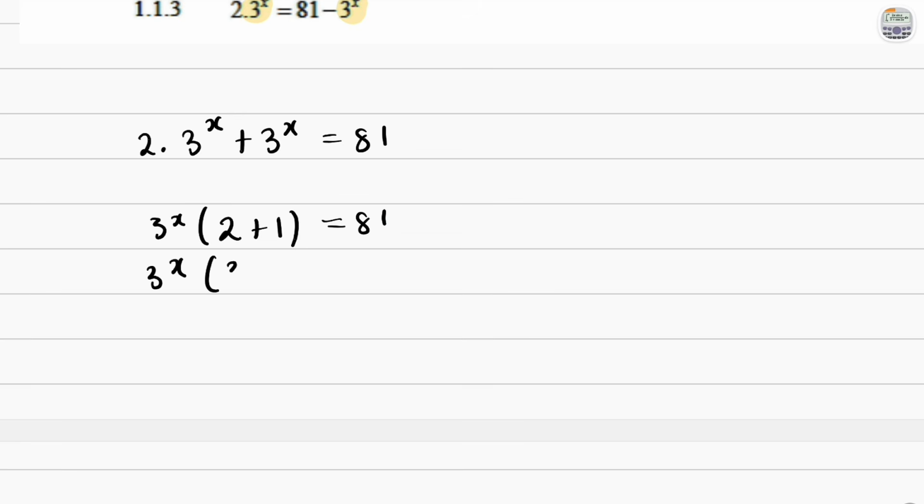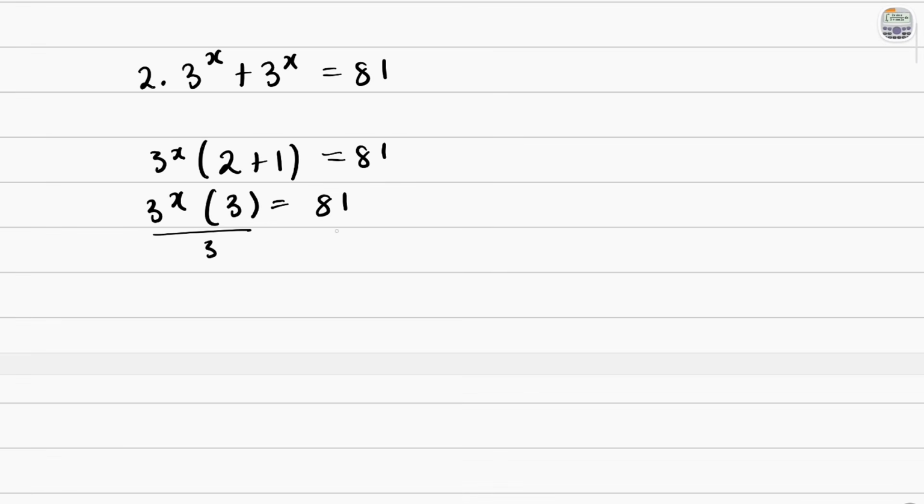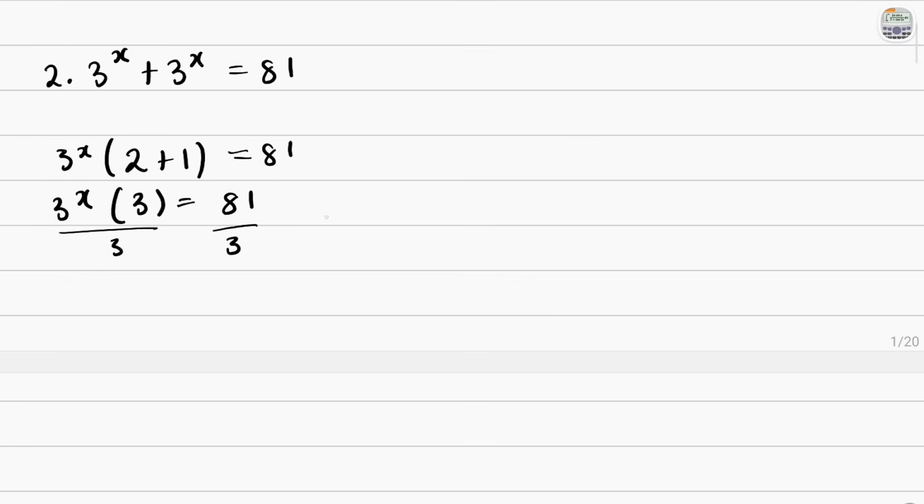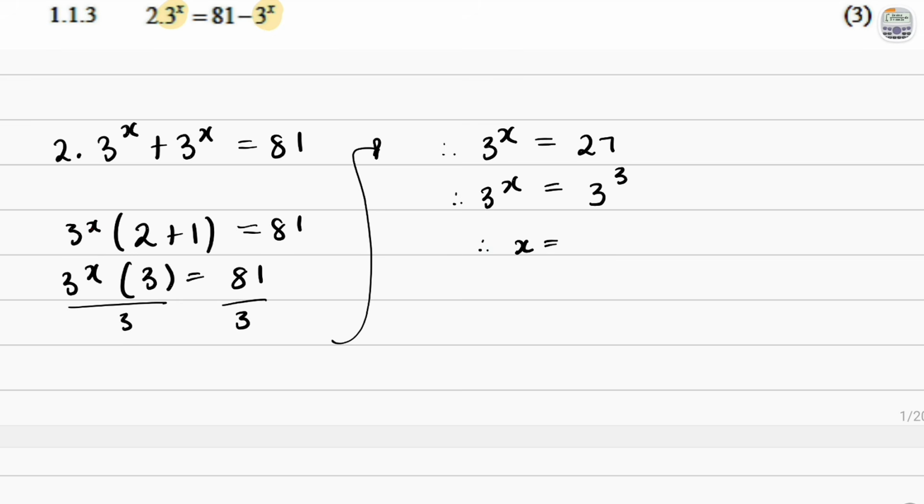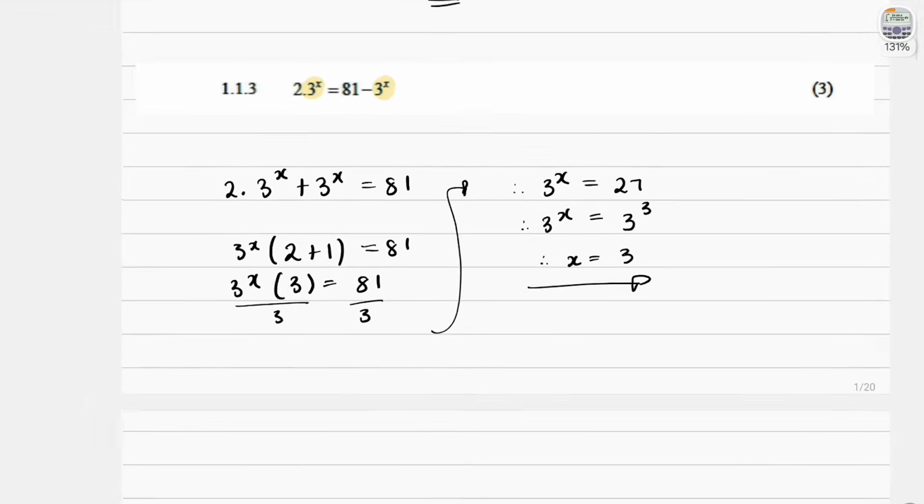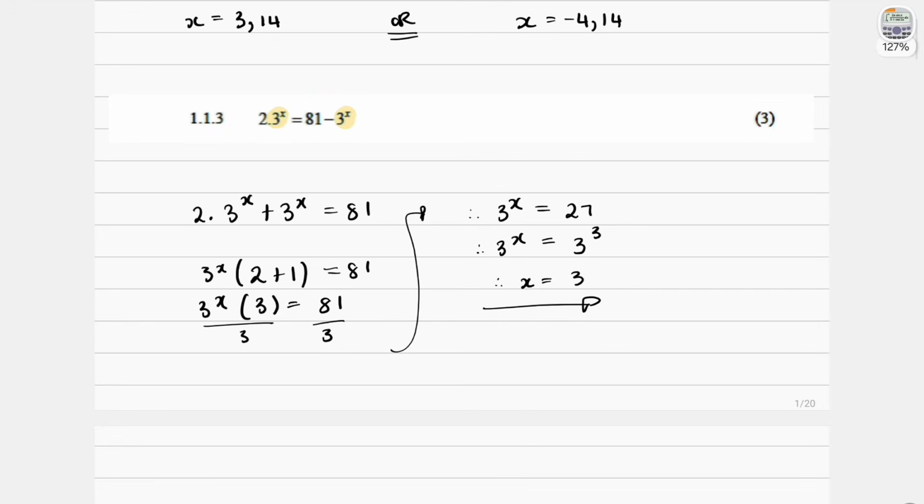So 3 to the power of x times 3 is equal to 81. And at this point, you can just divide both sides by 3. That's fine. And so this is now equal to, we'll just continue here. So we have 3 to the power of x is therefore equal to 81 divided by 3 is 27. And now we can rewrite 27 as a base of 3. So that's 3 to the power of 3. Therefore, x is equal to 3. And that is our answer. Moving on to the next question.